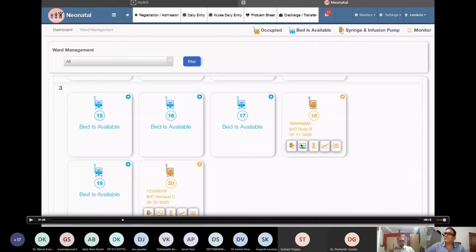Monitor is already connected, but the rest of the equipments are not connected. Now I'm going to work on the prescription, which is shown here. So what happens now, we'll see. Instead of writing the prescription by hand, I'm going to enter the prescription electronically in the software.